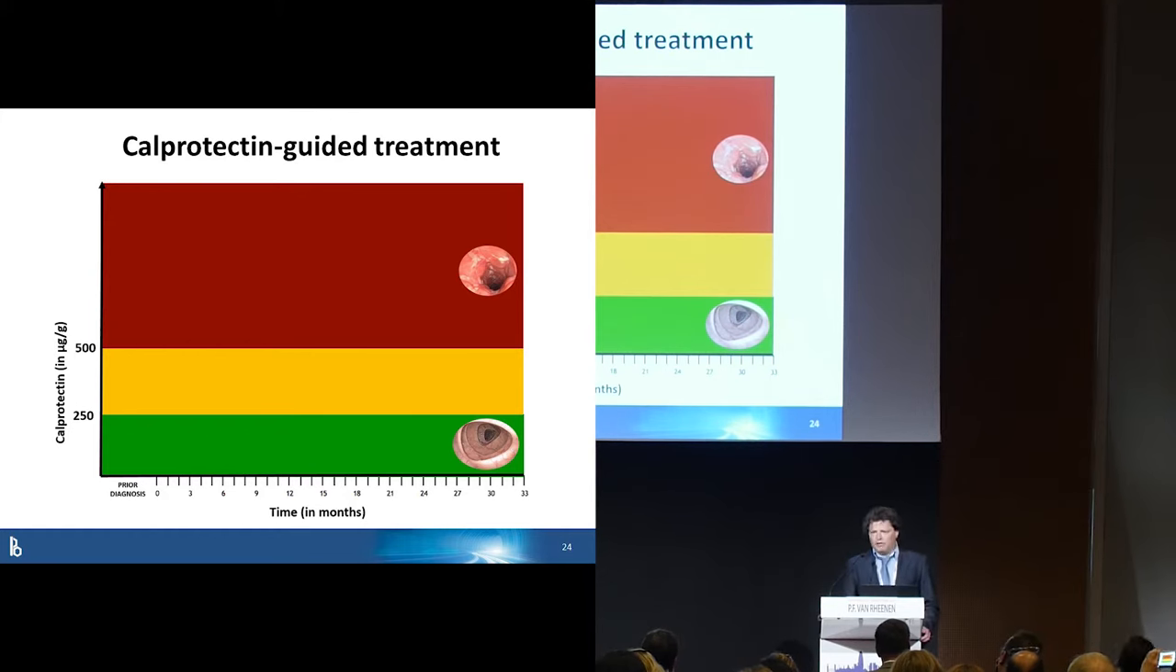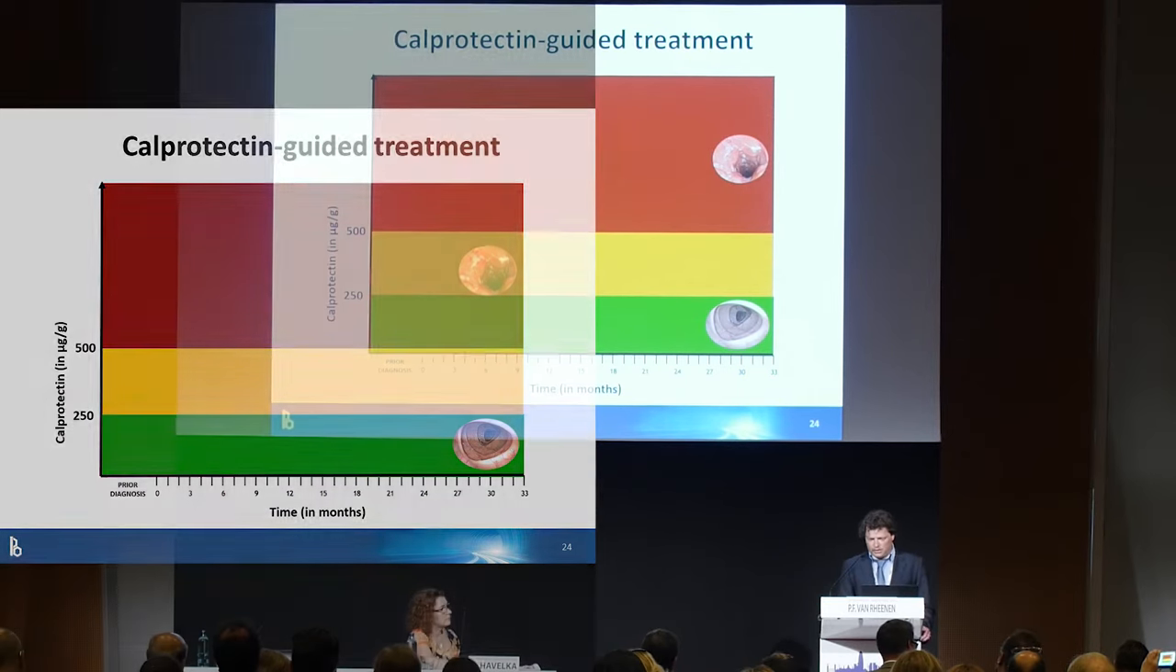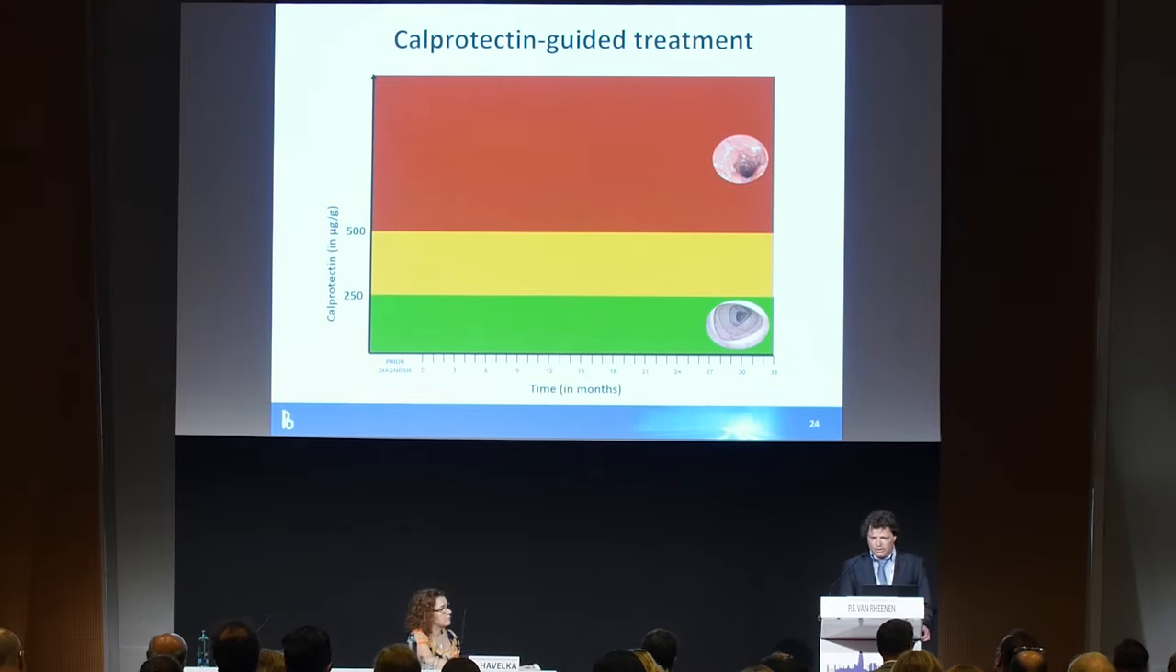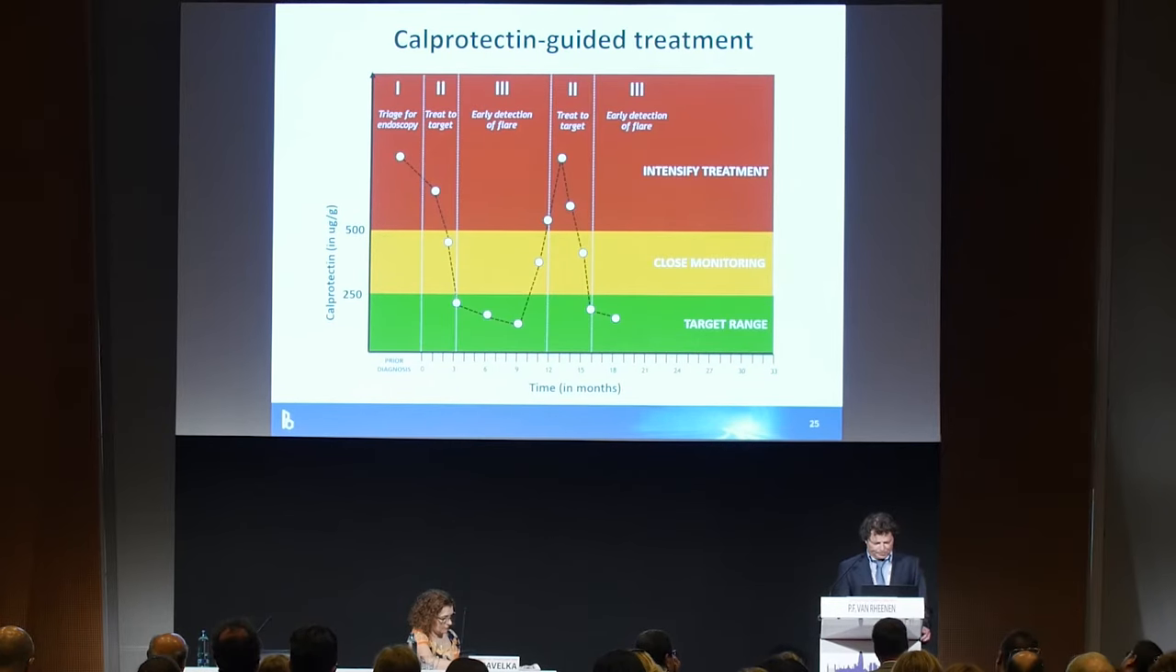And with values above 500, we are very certain that there is an inflammation going on. Again, we use a two-threshold strategy. So there is a region in between that gives reason for close monitoring, so for retesting in a month before you decide to change your treatment.